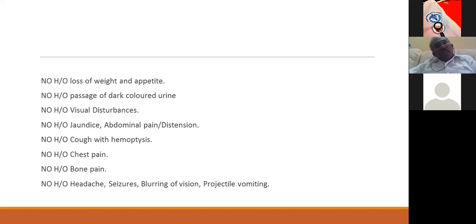So, if the patient is suspected to have metastasis, then you tell this. Otherwise, you limit it to the lesion as such.